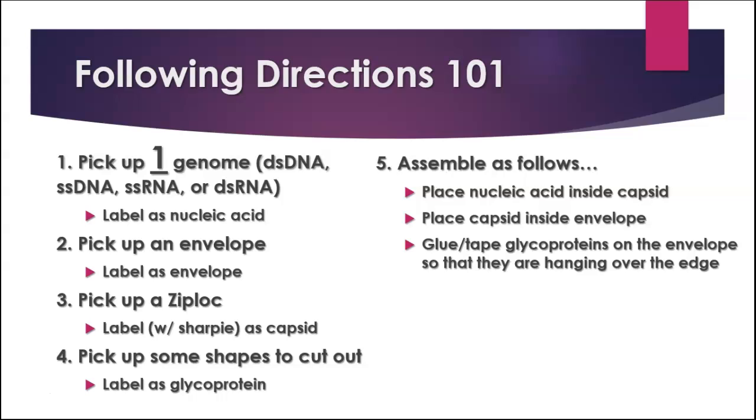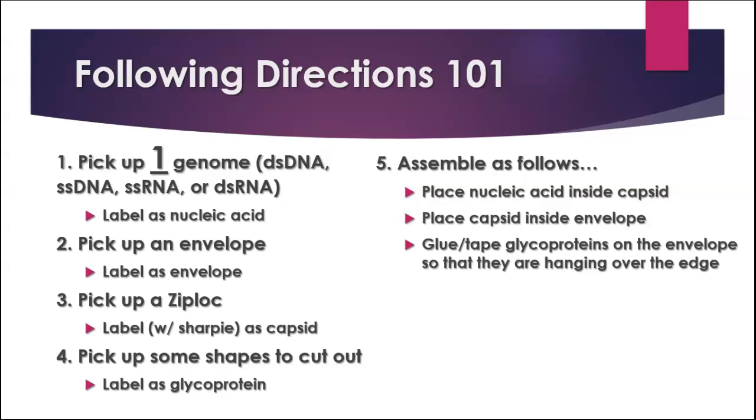There will be an envelope like you would send a letter in, and then we're going to call that the envelope. There's also a small Ziploc bag that we'll label as a capsid, and then there'll be some shapes, various kinds of shapes. Some of them are triangles, and some of them are circles, and some of them are arrows, and different kinds of things like that.